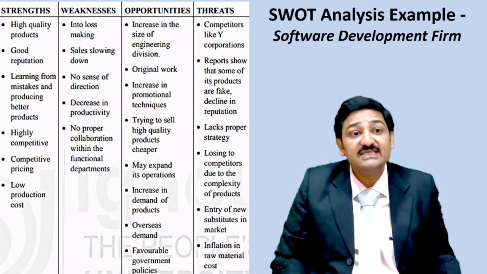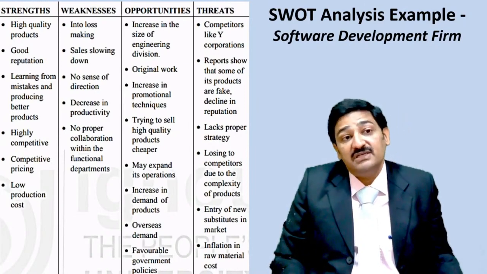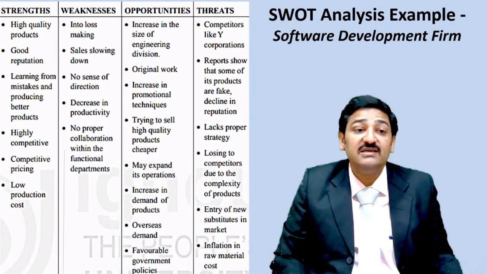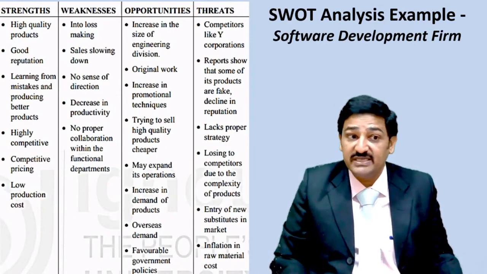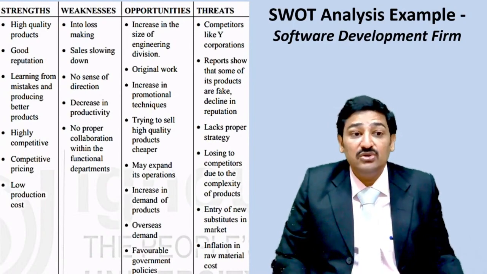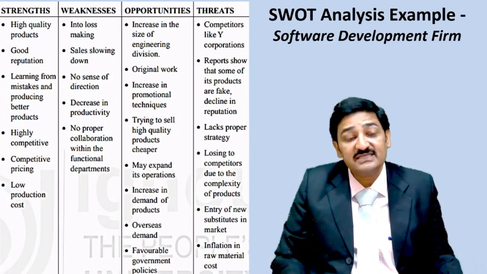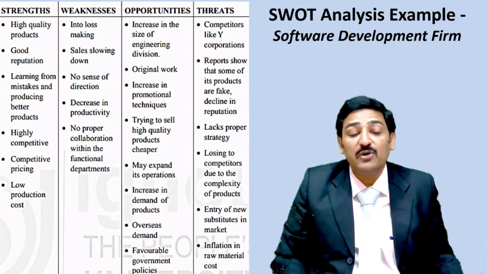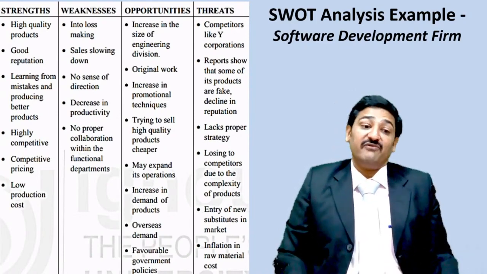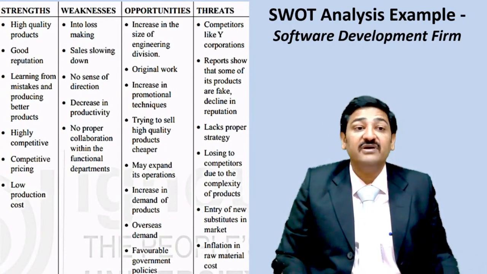If you refer to the weaknesses, then is it a loss-making firm? Are sales slowing down? Is no sense of direction taking place? Maybe a decrease in productivity, or maybe no proper collaboration within the functional departments can also be part of the weakness in an organization.